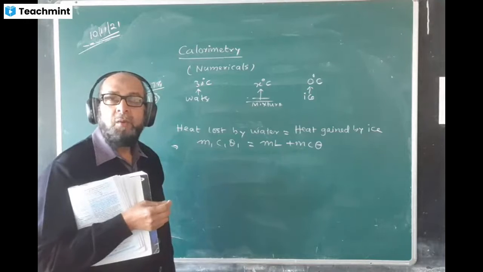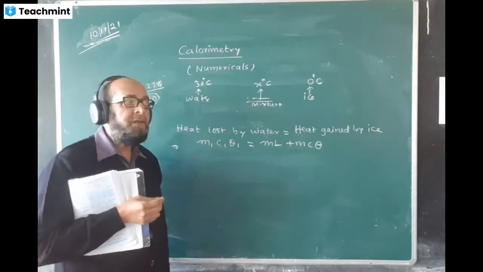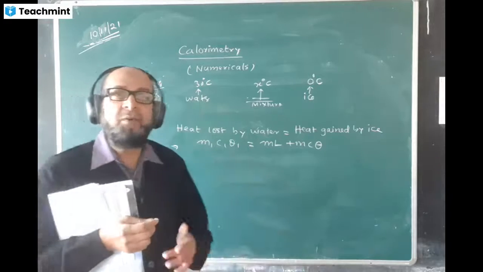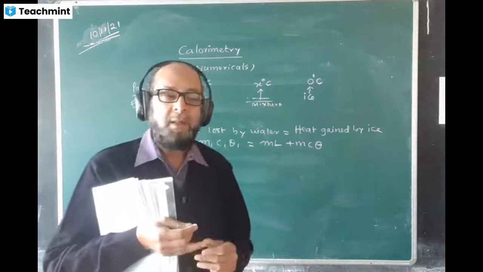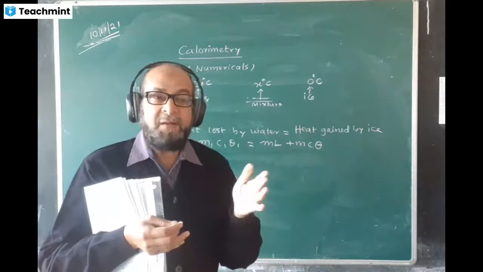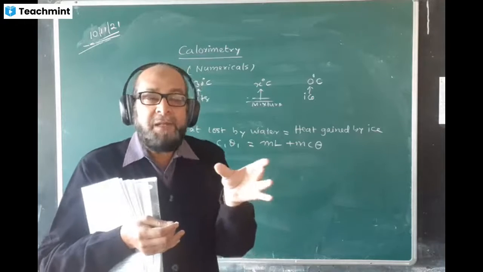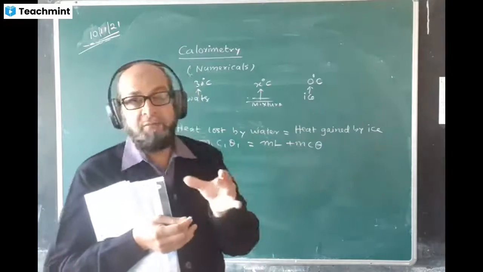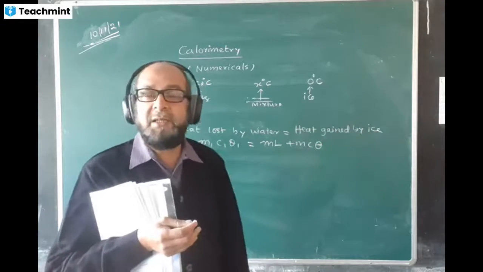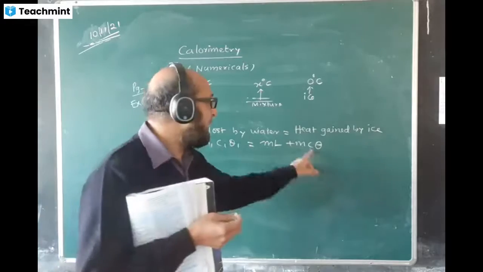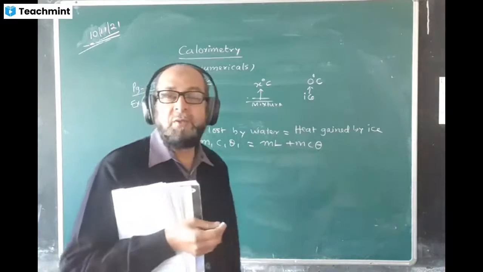Understood now? Yes, sir. In this case, what is happening? Ice is not only melting, but after melting, whatever water is formed, the temperature of that water is also increasing from 0 to some degree Celsius. It's increasing. So for that increase of temperature, MC theta is also there.